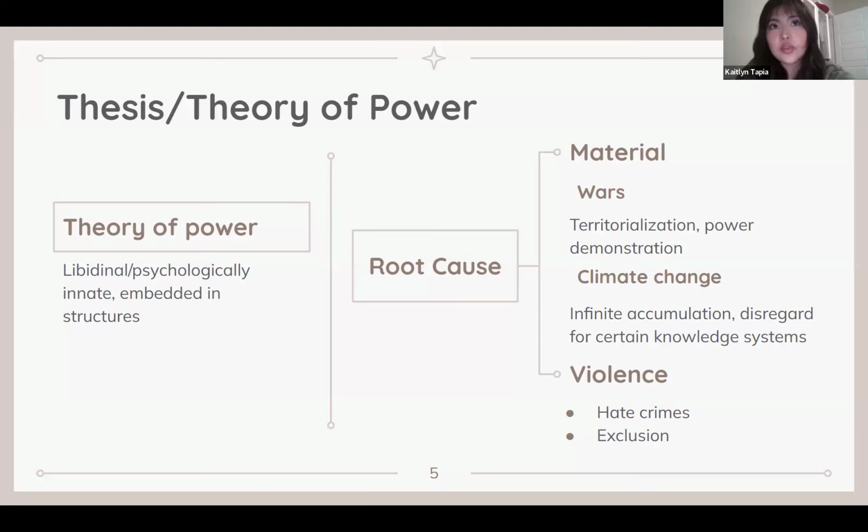For example, due to the settler colonialism theory of power, there can be increased territorialization, the desire to grab land and encroach on the territory of others. That is an explanation for how the root cause causes the material violence that the affirmative seeks to prevent, as well as climate change, right? A K would say the theory of power is capital accumulation, which leads to material impacts like infinite accumulation and disregard for certain knowledge systems, etc. It can also lead to more interpersonal forms of violence like hate crimes and exclusion.